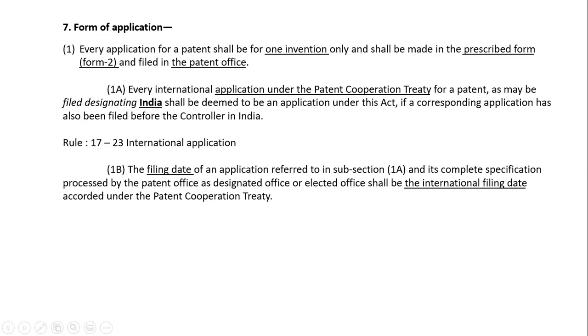So, form of application. Every application for a patent shall be for one invention only, shall be made in the prescribed form, that is form 2, and filed in the patent office. कोई भी application file करेंगे, that has to be for one invention only, single inventive step over there. Prescribed form, that is form 2, I will show you in the further slides, and filed in the patent office.